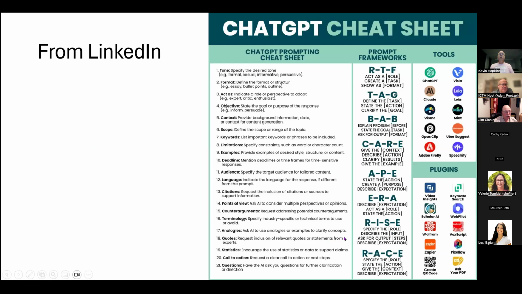Or here's a cheat sheet I found. Someone posted on LinkedIn with all kinds of prompt frameworks. Act as a role, create a task, show as format, the RTF framework. I don't know who decided this should be the BAB framework of explain the problem before, state the goal, task, ask for the output, format. I don't know where BAB comes in there, but a number of things that could be done just to help structure those prompts.